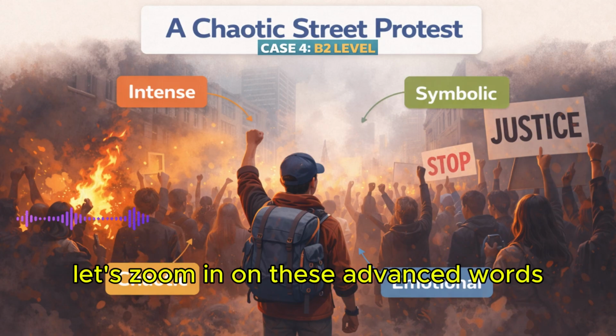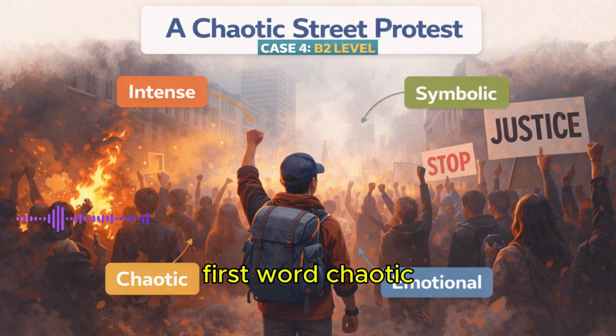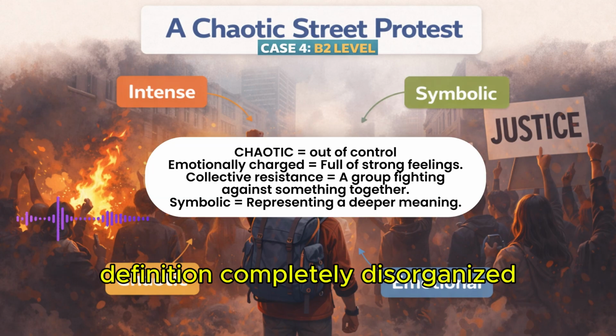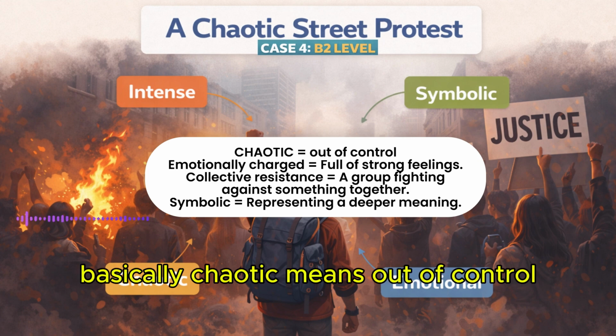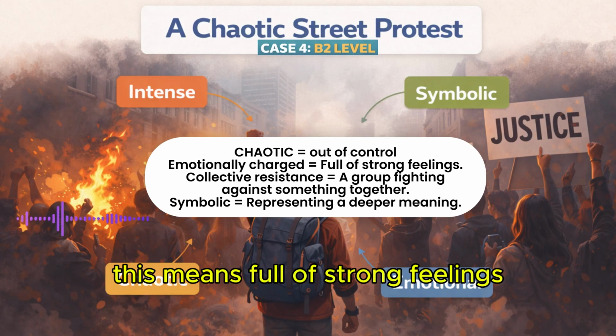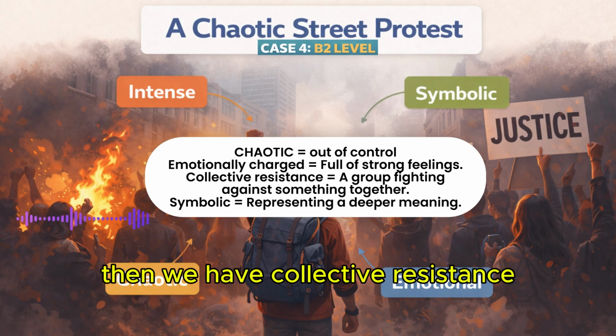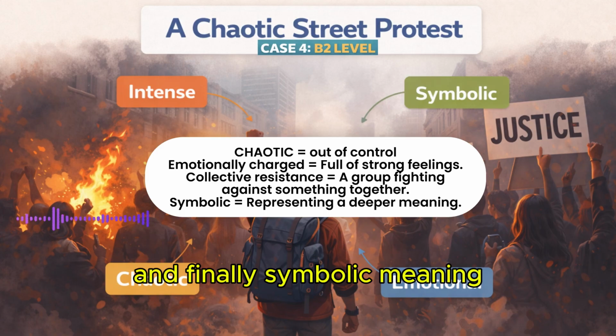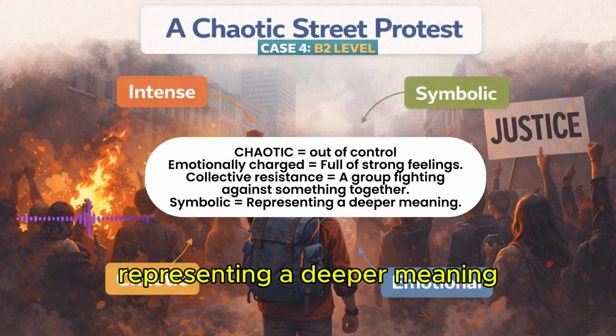Let's zoom in on these advanced words. First word, chaotic. Definition, completely disorganized. Basically, chaotic means out of control. Next, emotionally charged. This means full of strong feelings. Then we have collective resistance, which is a group fighting against something together. And finally, symbolic, meaning representing a deeper meaning.